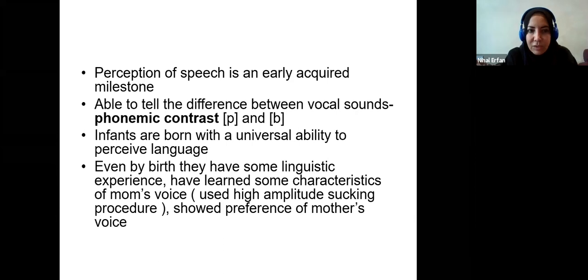Okay. So even by birth, kids have linguistic experience because they've learned characteristics of mom's voice. And then we remember we talked about this, that kids will just hearing mom's voice will react. And they show a preference for mom's voice.